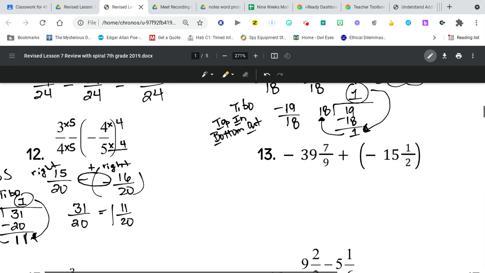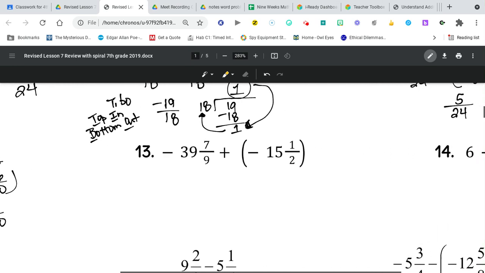Okay, let's take a look at number 13. The common denominator is 18, so I'm going to multiply this by 2 and that by 2. I'm going to multiply this by 9 and that by 9. All right, so let's get started. Multiplying by 9, 2 gives me 18. Multiplying by 9 gives me 18. Just to reiterate, that's how I decide what to multiply by.